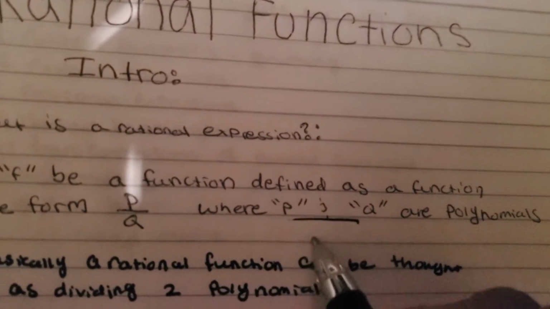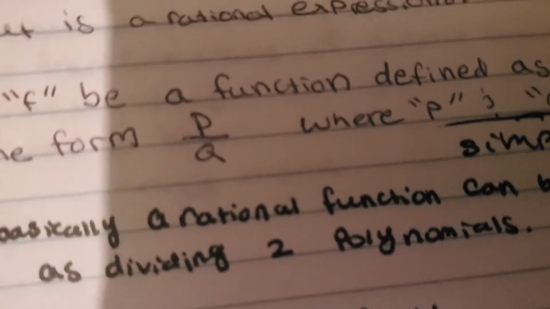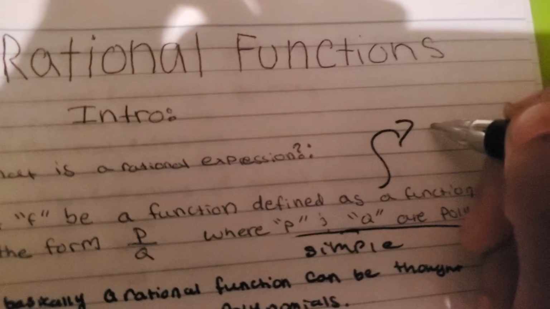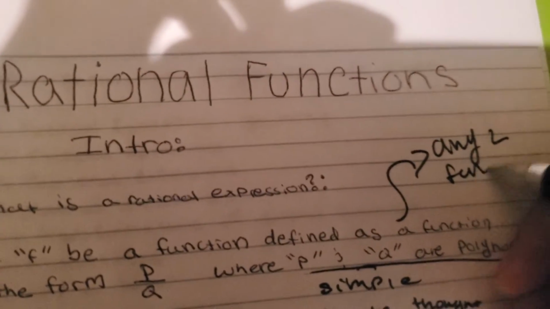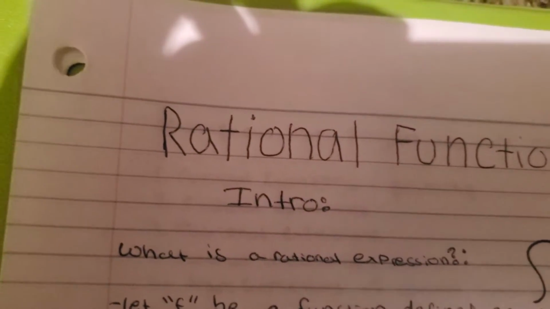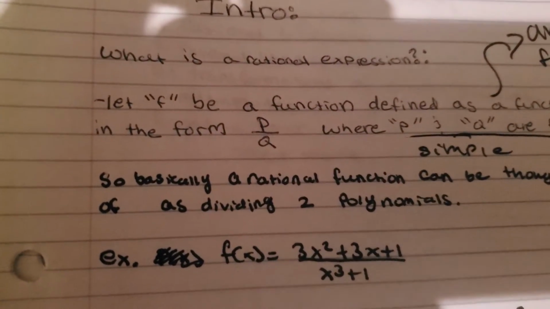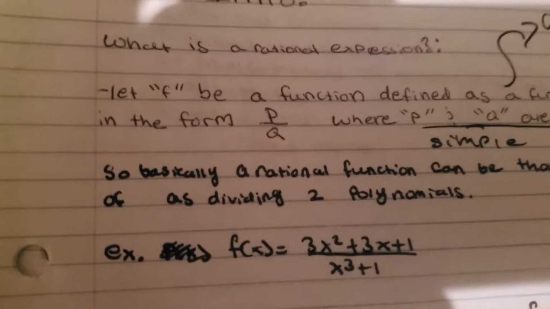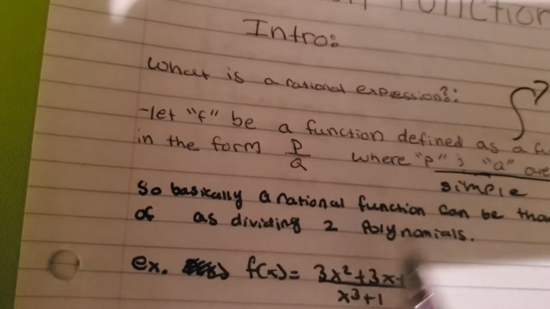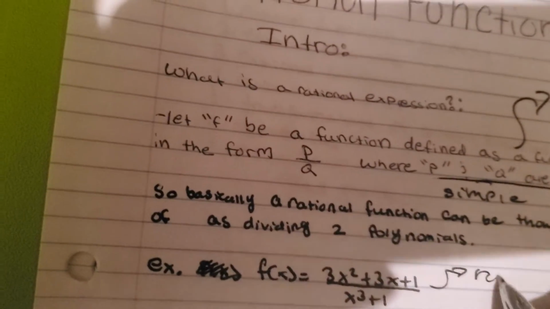For a rational function, we just need to be defining two functions. It could be any two functions. In the simplest form, we're dividing two polynomials without a general factor. Pretty much it looks something like this: 3x squared plus 3x plus 1 over x cubed plus 1. This is a common rational function.